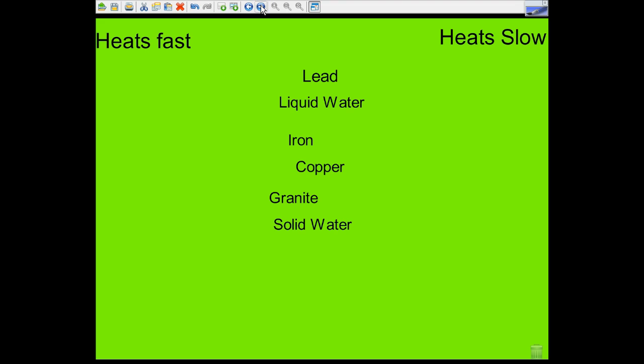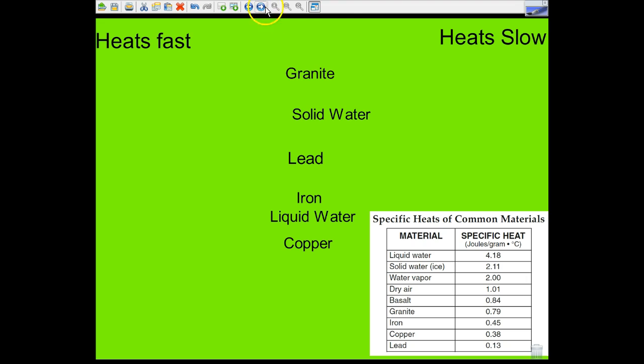So if we had to organize these objects, the first thing we should do is take out our reference table and use that. Make sure I'm on the selector tool, which I am. And now if I take a look at, let's find liquid water. Liquid water, we know, right over here, has a very high specific heat.